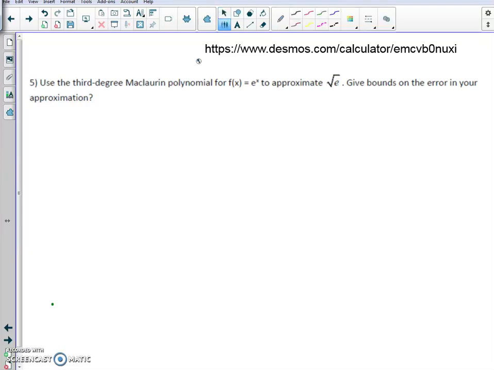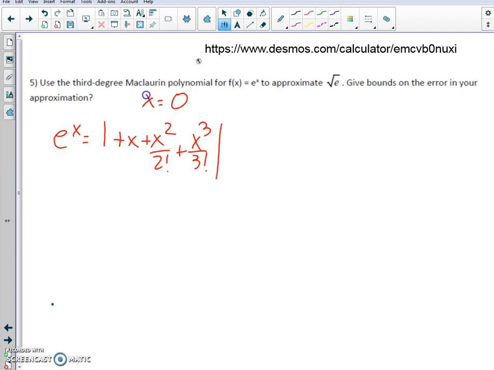I'd like to look at one more example today where we're going to give some bounds on the error for the approximation of root e using the third degree Maclaurin polynomial, which tells us that our center is at x equals 0. I'm going to start with the third degree polynomial, 1 plus x plus x squared over 2 factorial plus x cubed over 3 factorial.